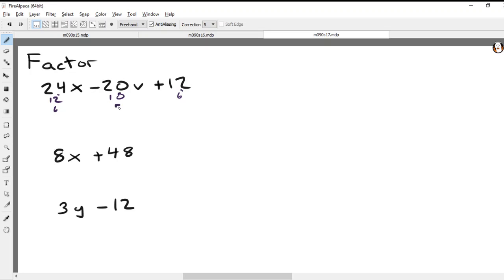6, 5, and 3. So if I divide by 4, I can get 6, 5, and 3 as my coefficients here. So that means I'm going to factor out a 4, and it's going to be 4 times 6x minus 5y plus 3. That's our factorization.